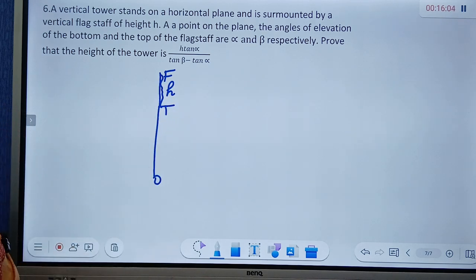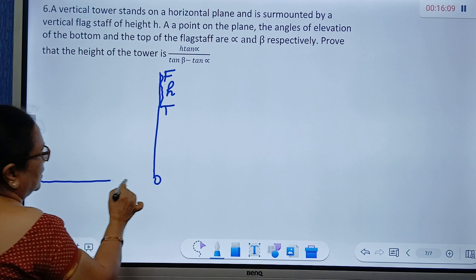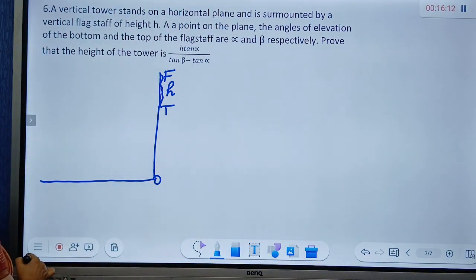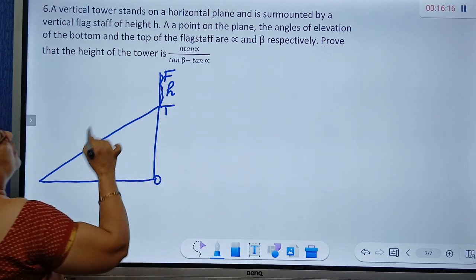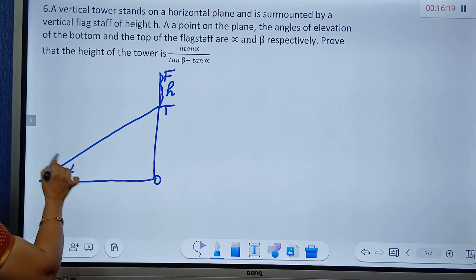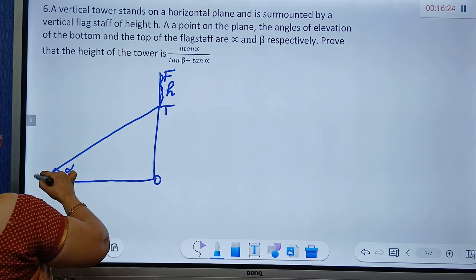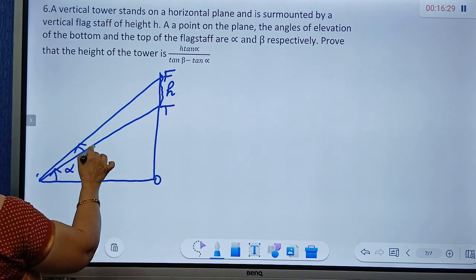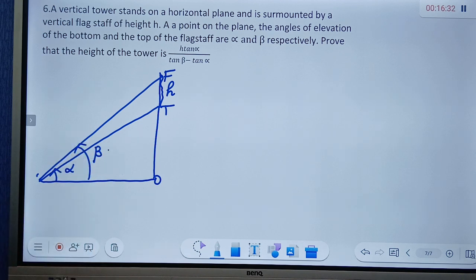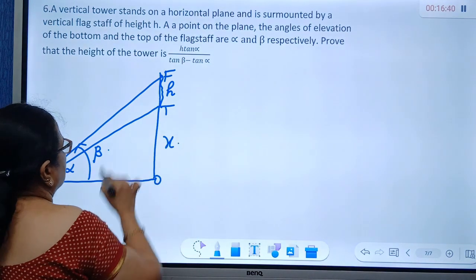H. At a point on the ground, the angle of elevation of the bottom of the flagstaff is alpha, and of the top of the flagstaff is beta. And this angle is beta. This is what is given. You have to find the height of the tower. This is what you need to find. Let me keep it as x.